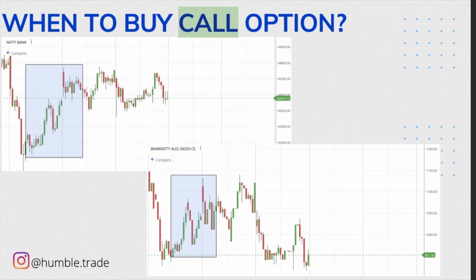So this is how option contracts work. You buy a contract according to the market condition. If there's a positive market, you buy a call option. If there's a negative market, you buy a put option. So this is about call and put. I hope you have understood this much.